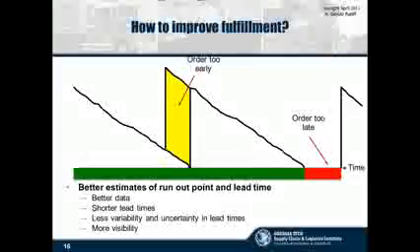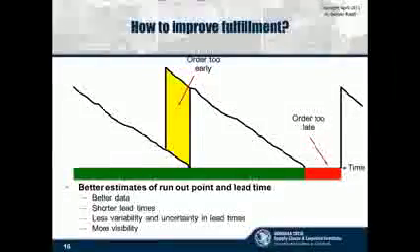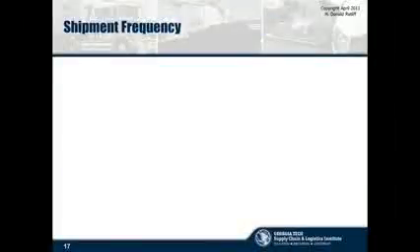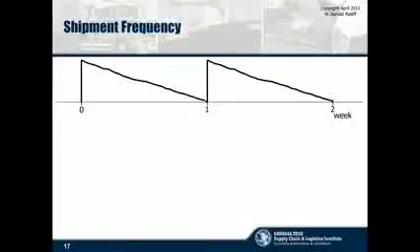Visibility: if we actually know what is happening out there in the supply chain, then that will allow us to make better predictions. Better predictions means we'll be able to make a better compromise between inventory and stockout. All right, one other point is the question of shipment frequency.